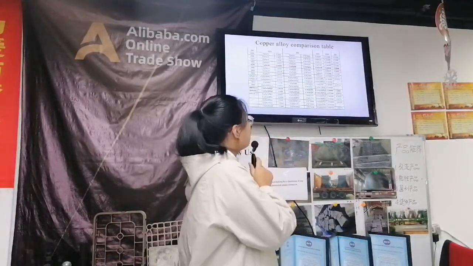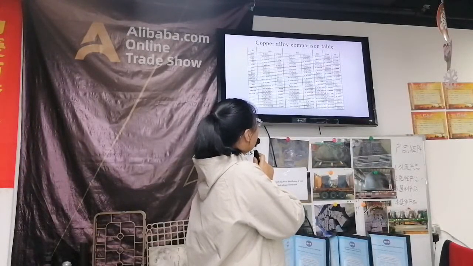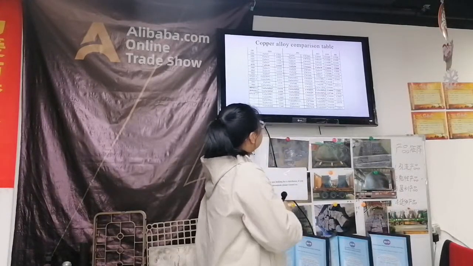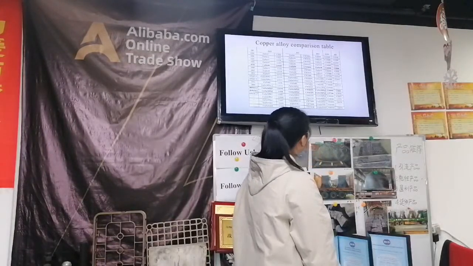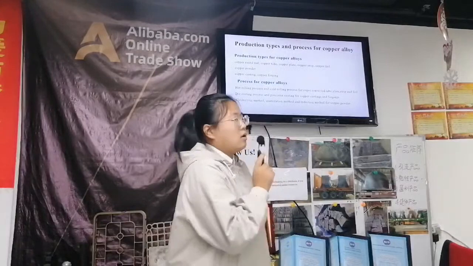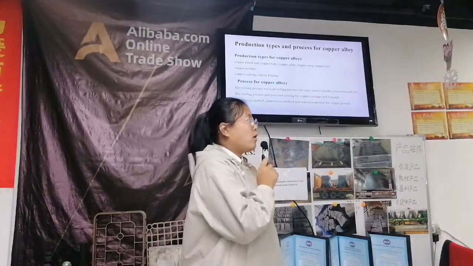Next, this one is also copper alloy compression cable. Next, production types and process for copper alloy.